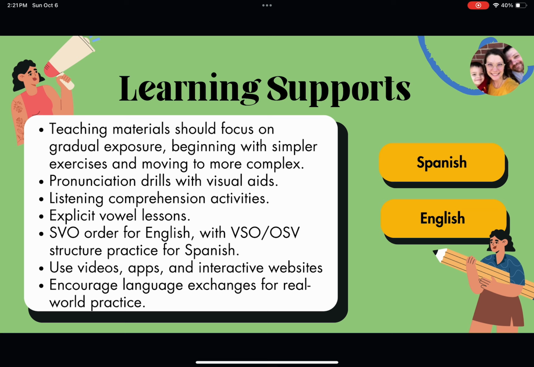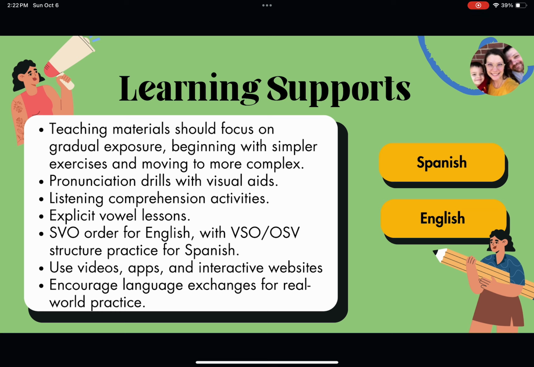Teachers should use pronunciation drills with visual aids to highlight each sound in clusters, breaking them down and practicing each sound in isolation. By focusing on listening comprehension activities that emphasize syllable identification, then practicing speaking, other effective strategies include using videos, apps, and interactive websites that allow students to practice both pronunciation and listening comprehension based on their specific struggles.